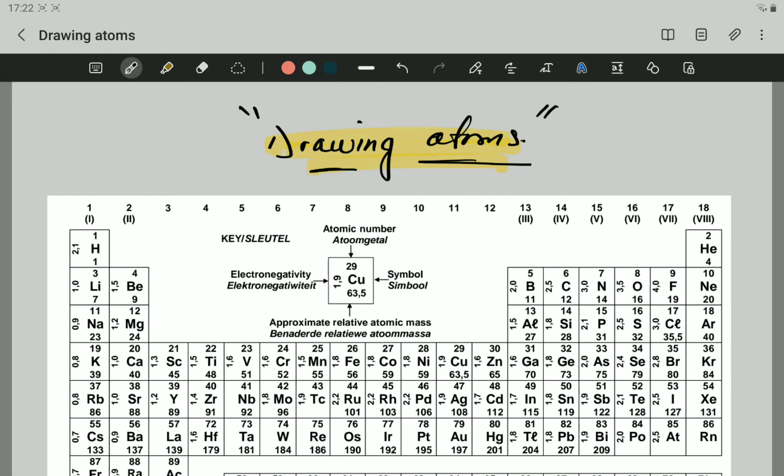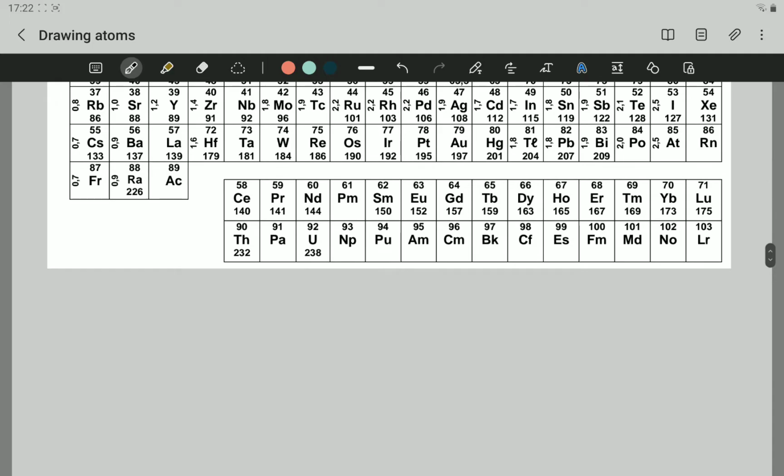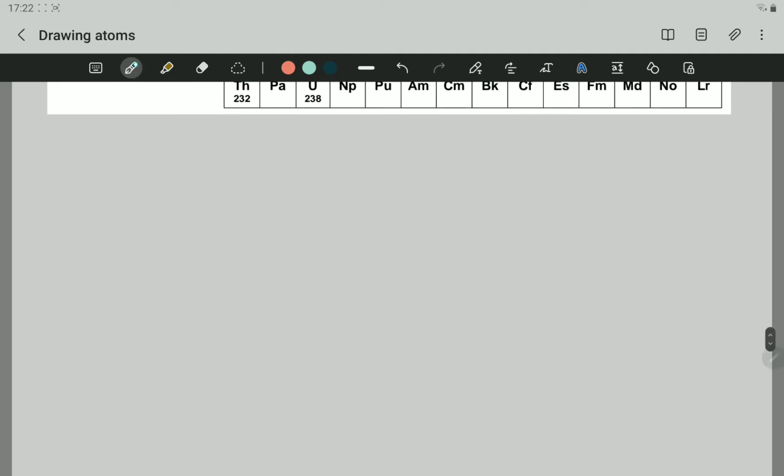This video is going to be related to drawing of atoms. It's going to be in your exam, so I assume you may need some help, okay? So here's the periodic table because we need it. First of all, before we go further into the topic, let's think about an atom.